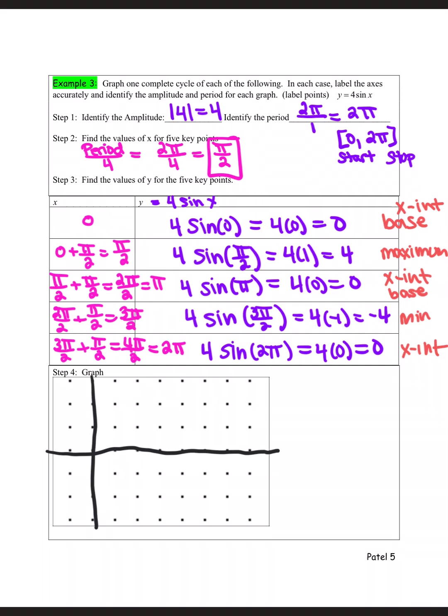So this one I'm off a little bit. I could count by 2s, but I want to show you what the amplitude of 4 does. So we're just going to kind of increase it a little bit, and I'll just go down on the graph just a little bit. Okay, so my first point is at 0, 0. My next point is at pi over 2, 4. My next point is at pi, 0. My next point is 3 pi over 2, -4.